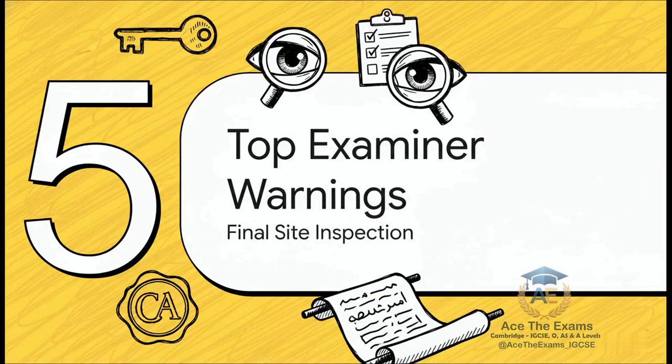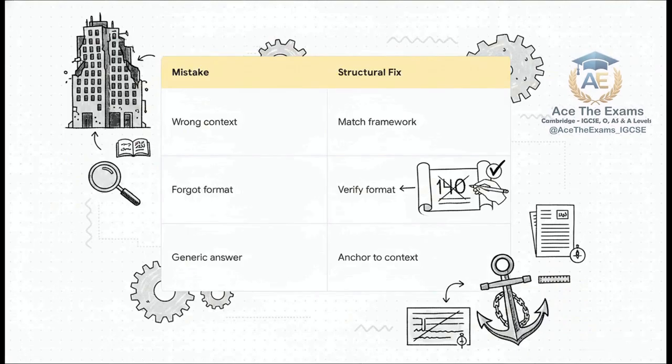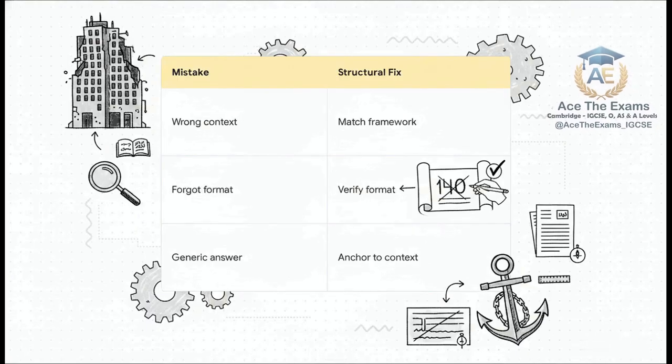Moving to Phase 5, top examiner warnings. Welcome to the final site inspection. Before we hand over the keys to the Cambridge grading team, let's walk through this matrix. This is built directly from principal examiner reports. These are the top 3 structural flaws that cause these academic high-rises to collapse.